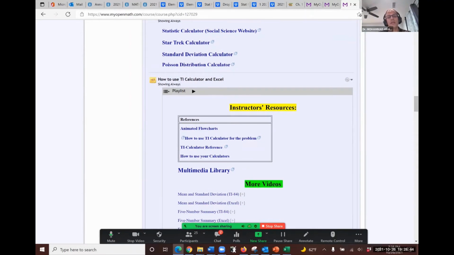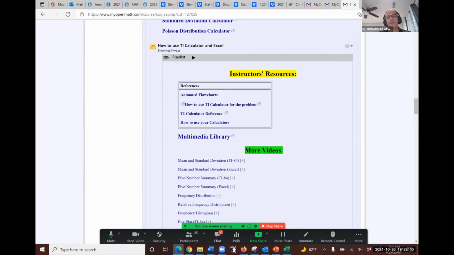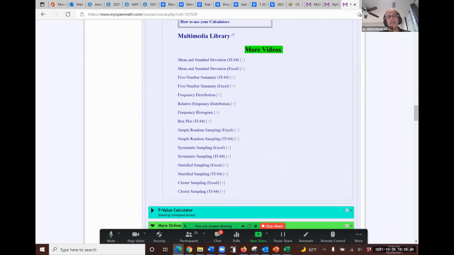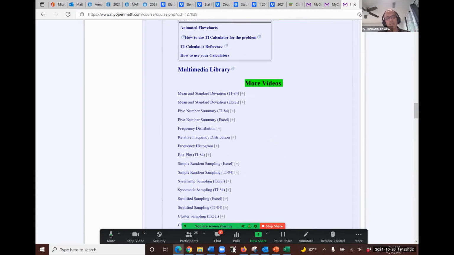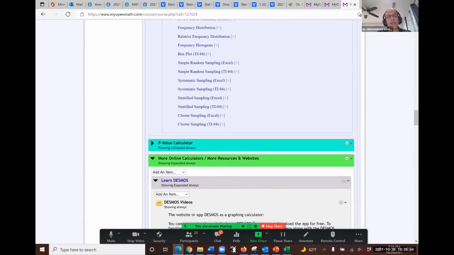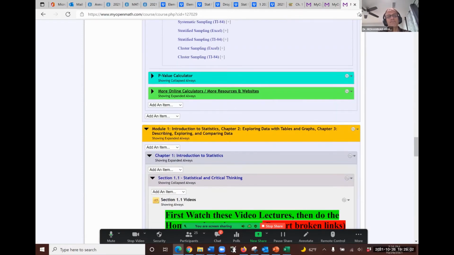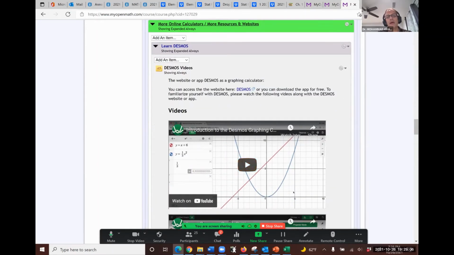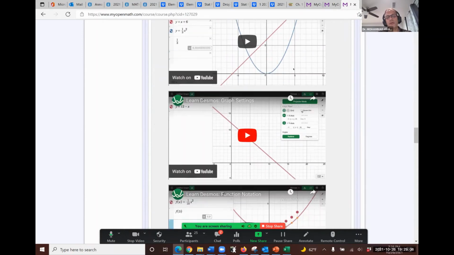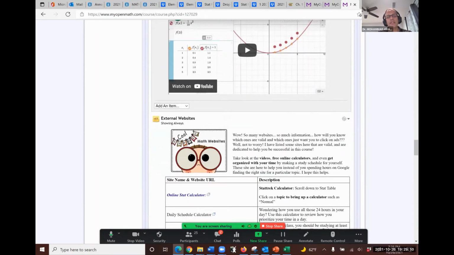More information about the TI calculator, videos about how to use the TI calculator. So I put a lot of information for you here. I hope you appreciate that and you use them. A p-value calculator, later on we discuss the p-value. You may not know what it is now. More online calculators. One of them is Desmos, and it tells you how to use it with a short video. So this is it.